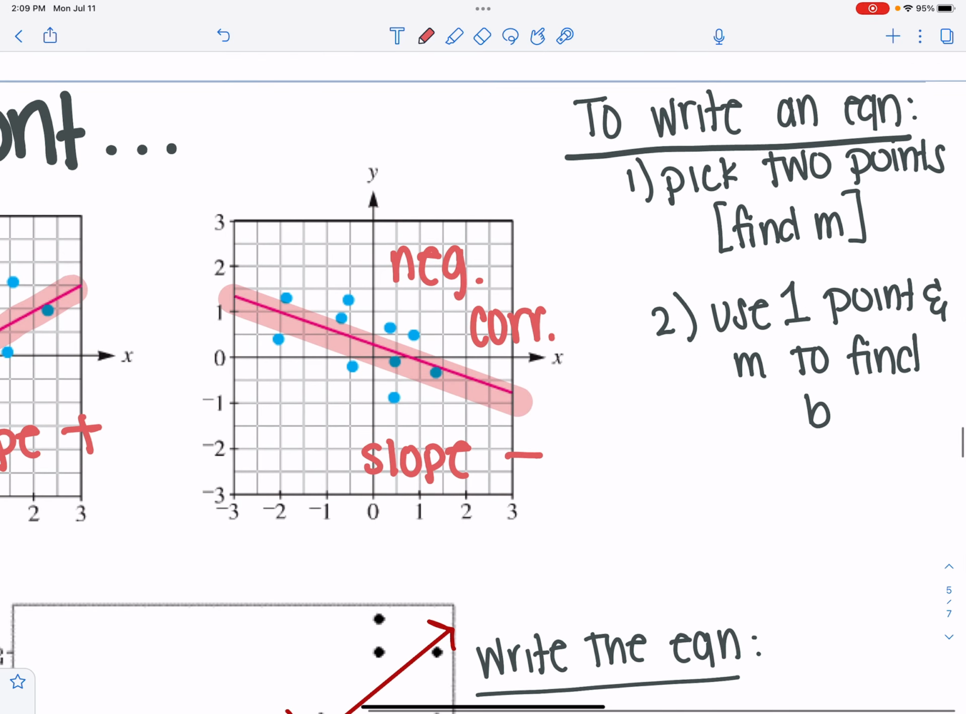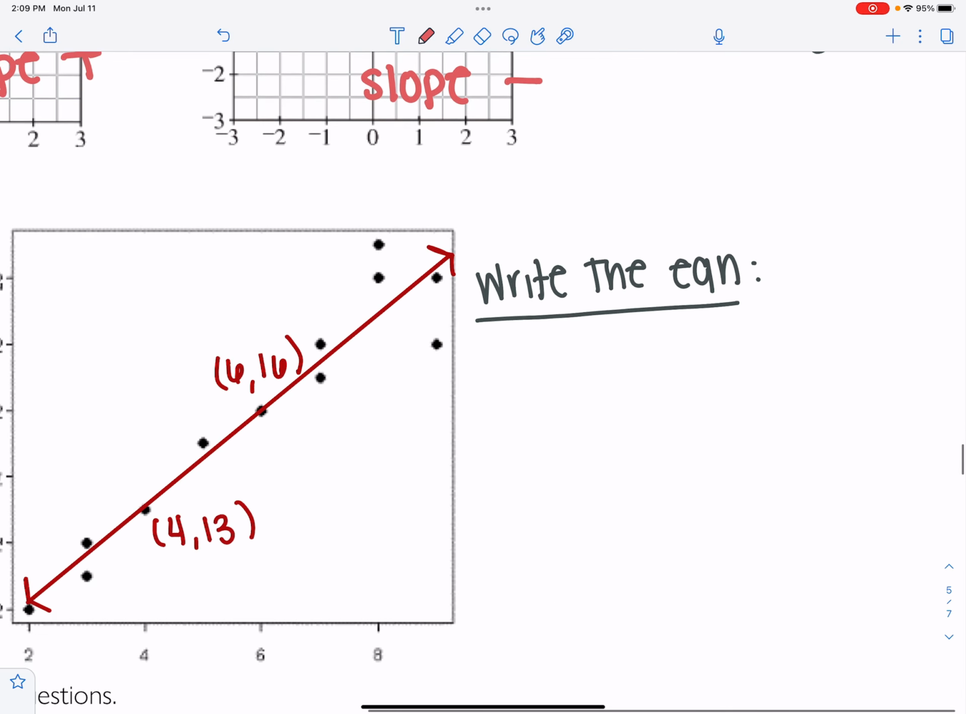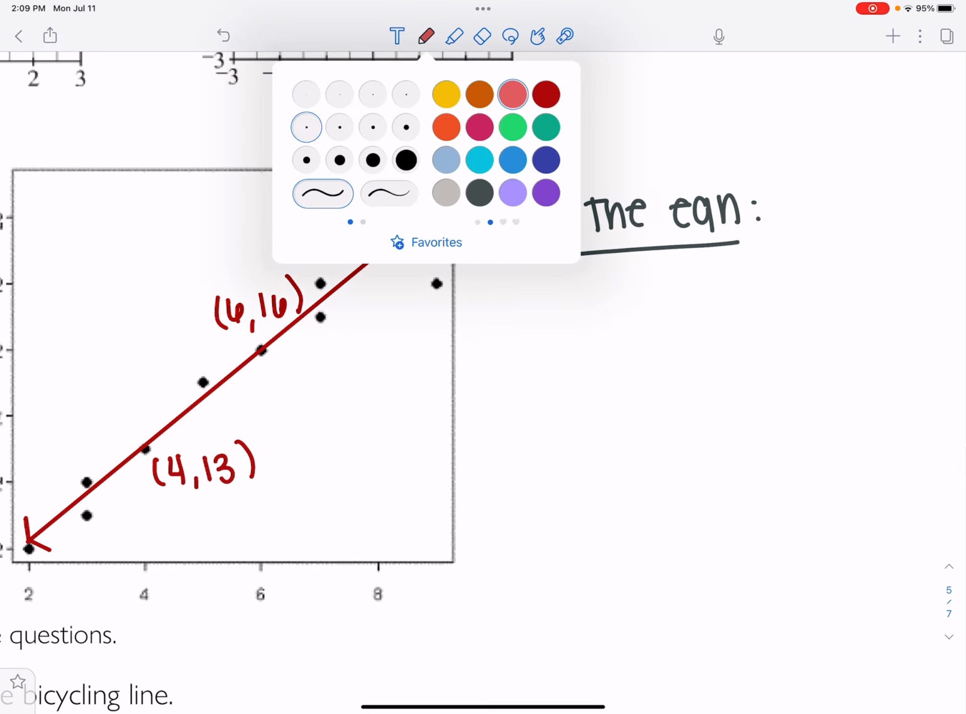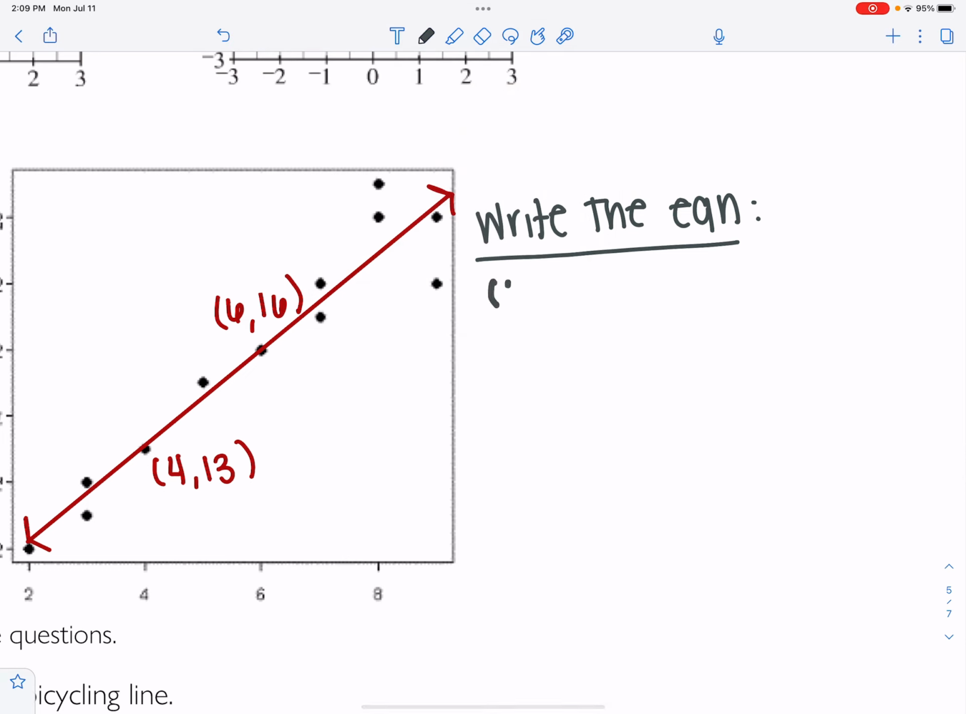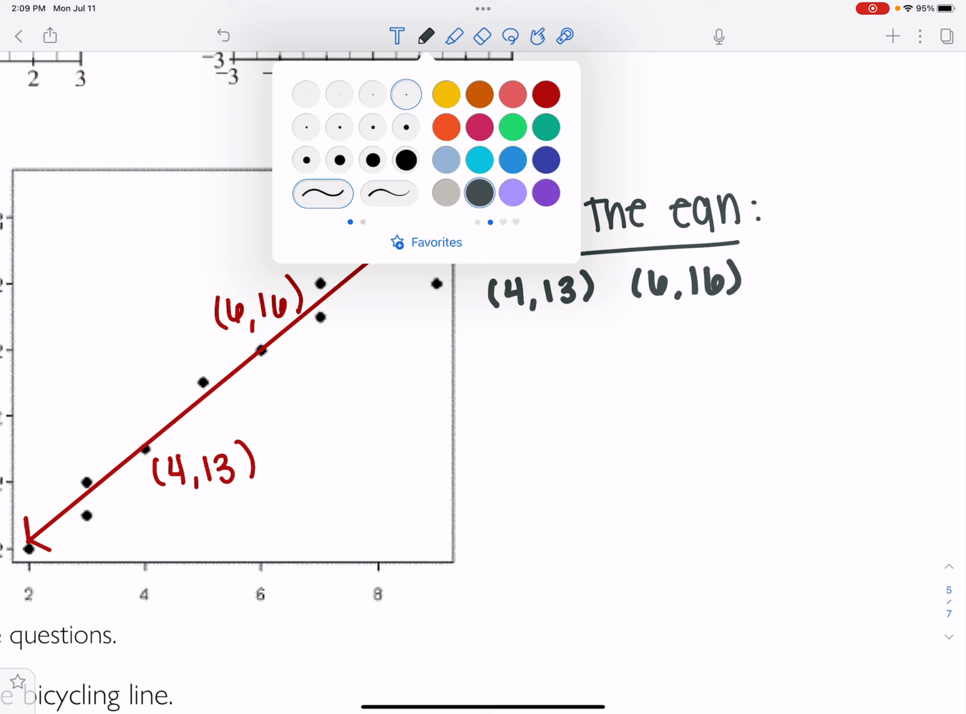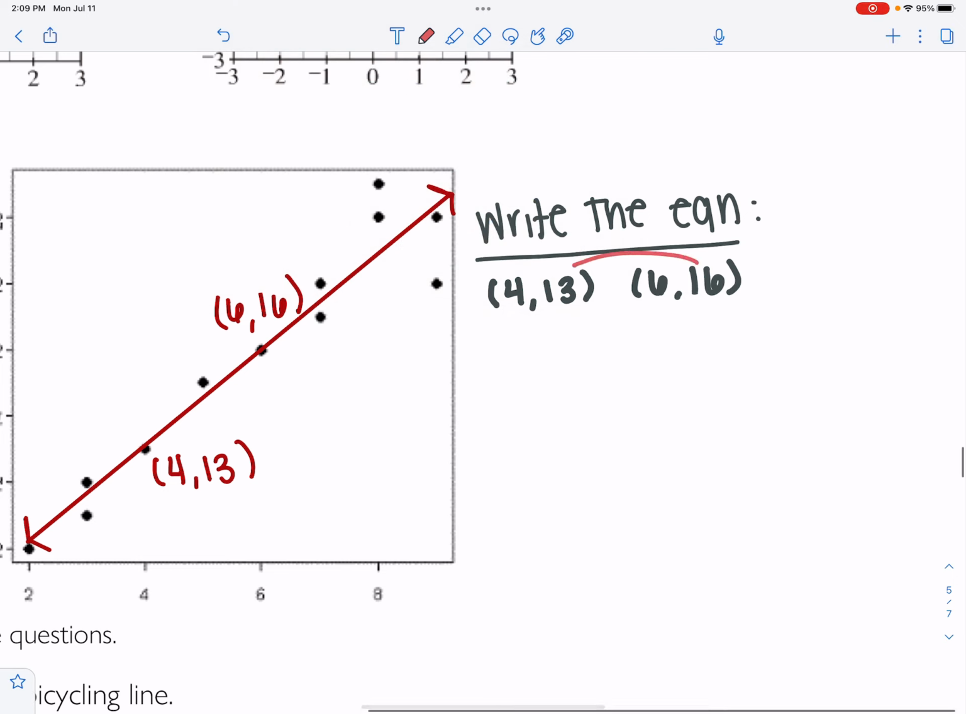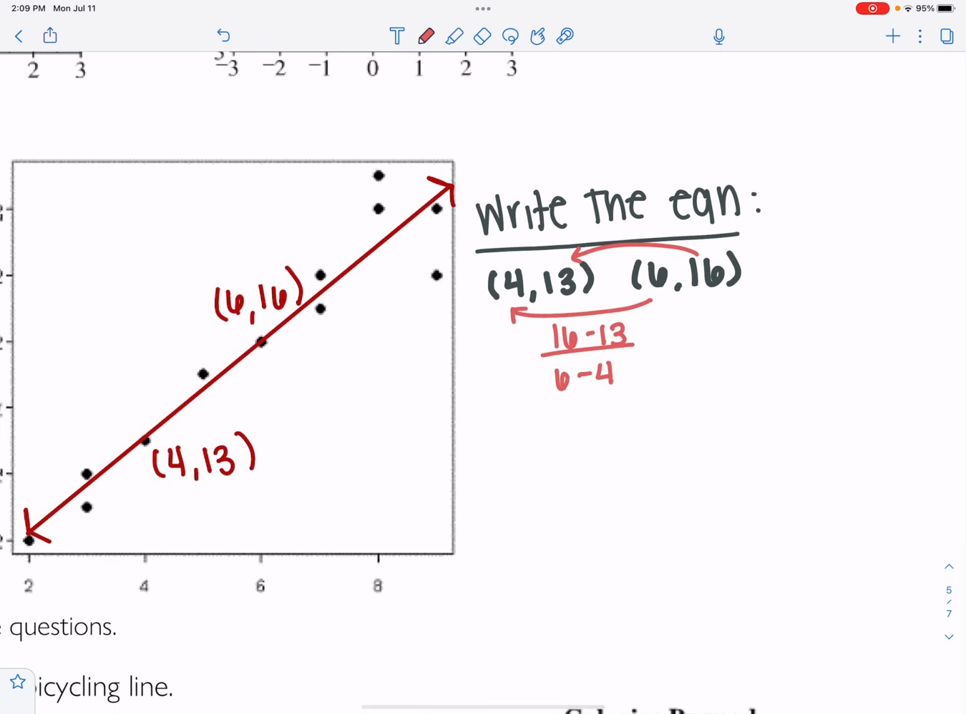So up here, pick 2 points and find m. I'm going to use that slope equation back from chapter 8. So my 2 points are (4, 13) and (6, 16). And so I'm going to subtract the y's from back to front: 16 minus 13 over 6 minus 4. Subtract the x's from back to front. 16 minus 13 is going to give me 3. 6 minus 4 is going to give me 2. So there's my slope, 3/2.